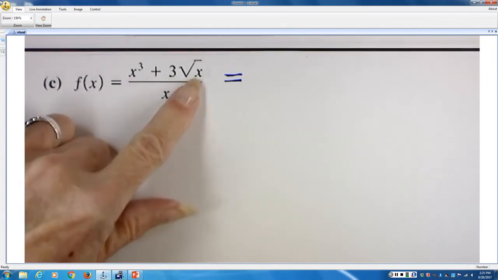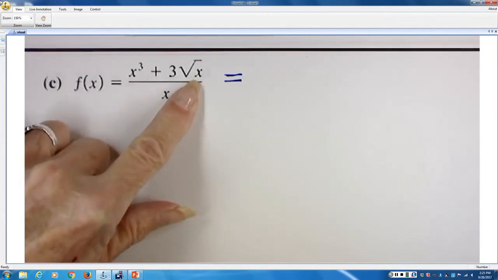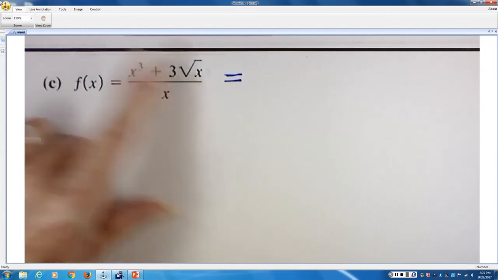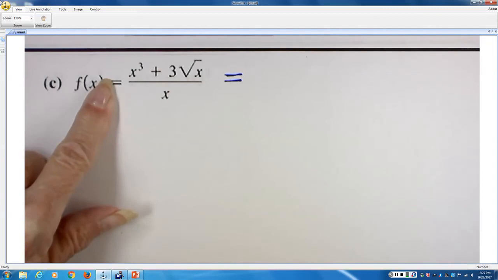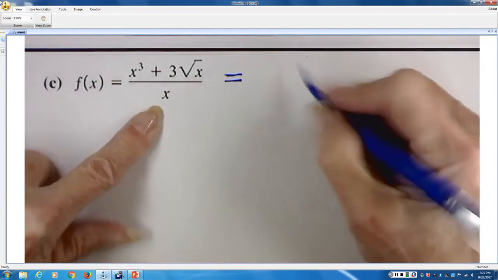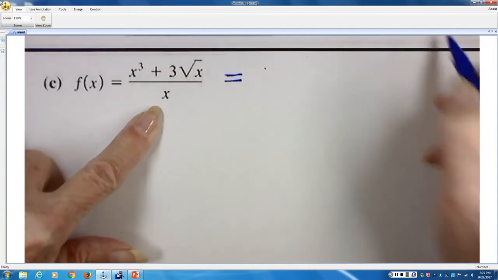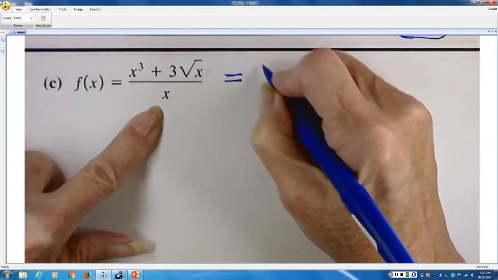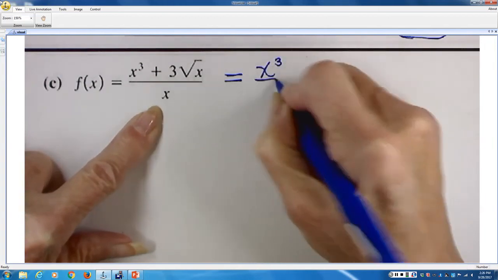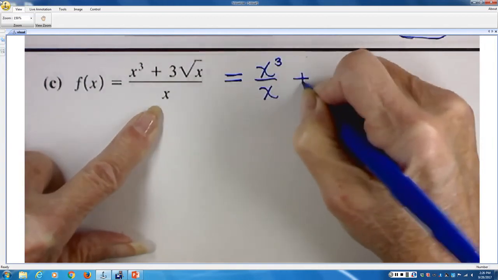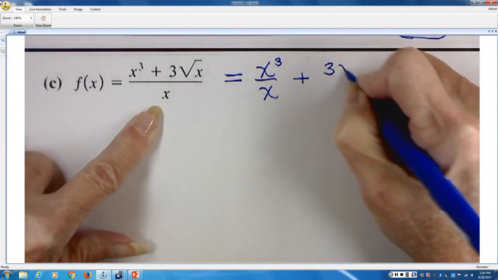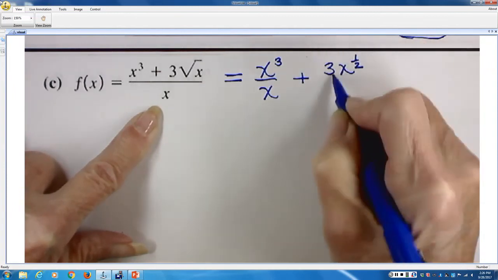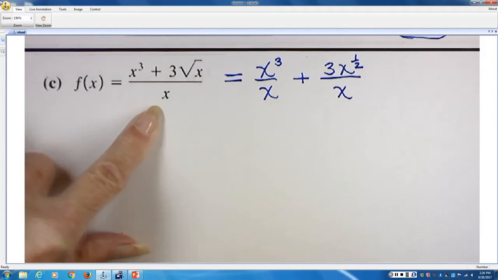Well, you can't factor the numerator because unfortunately, that's a square root. So, we could try to translate it to a power, but that means we'd be factoring out a square root or a 1/2 power. That would get pretty ugly. So, no, I don't want to do that. So the first thing I'm going to do is break it up, because remember this is the derivative of a sum. So I'm going to break it up and call this x cubed over x plus 3x to the 1/2 power over x.